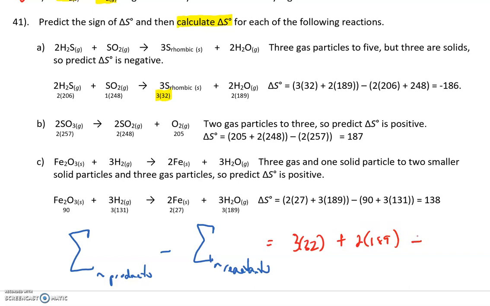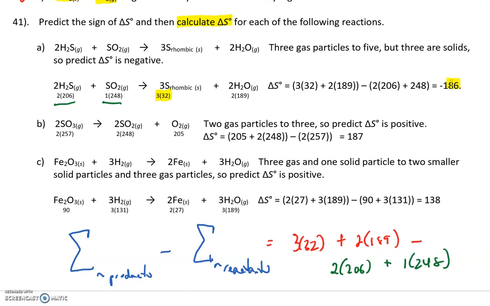We're going to subtract from that the sum of our reactants. Here we have mercury. Being at home is messing with my brain. This is something called hydrosulfuric acid and our sulfur dioxide. We're going to take 2 times 206. We're going to add to that 1. I'm being overly protective here. 1 times 248. We get a sum of, if you look up here, you'll see it right here, negative 186.